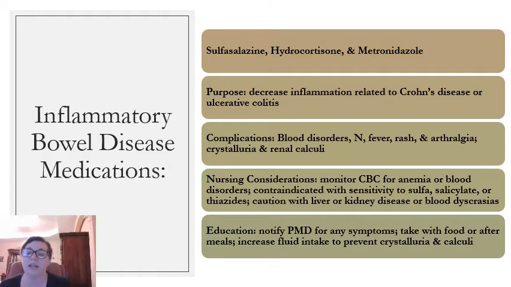These are contraindicated if they already have a sensitivity to sulfa, salicylates, so like aspirin, or thiazides, because they act in a very similar way. And so if they already have an allergy to one of those medications, they should not be taking these medications. We need to be taking caution giving these to patients with liver or kidney disease or blood dyscrasias.